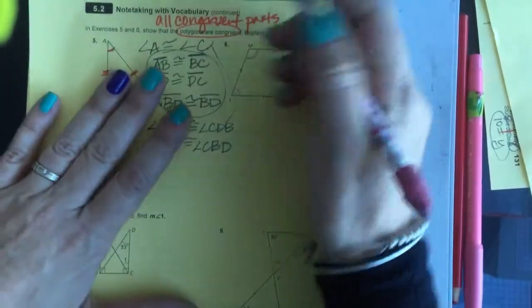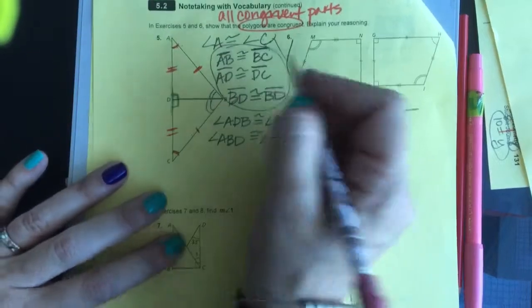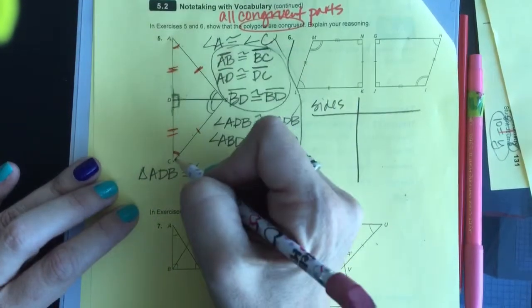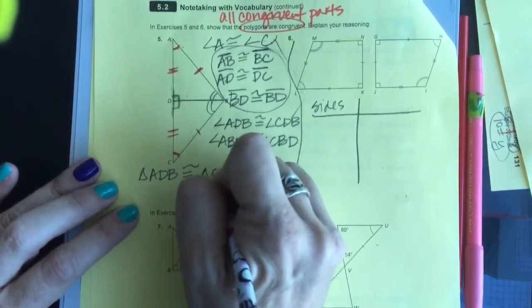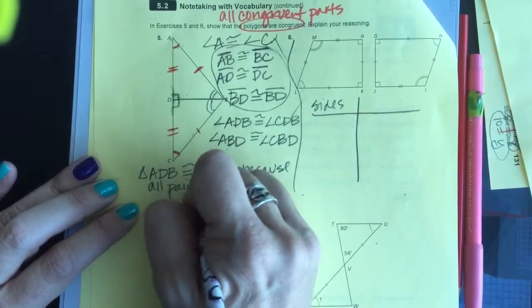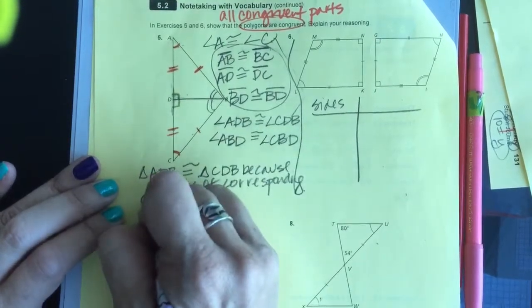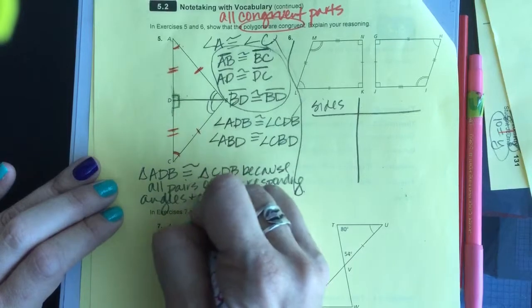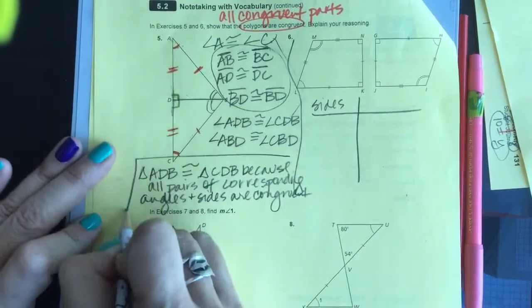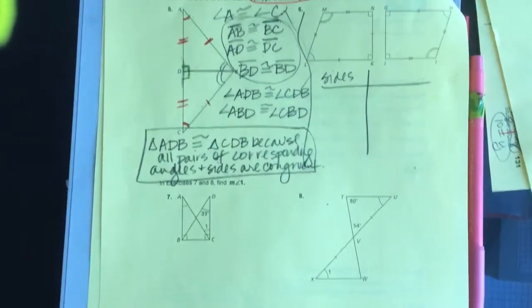So let me get this out of here. Number 6. I'm going to make a little spot and put sides here. Oh, it says explain your reasoning. Triangle ADB is congruent to triangle CDB, because all pairs of corresponding angles and sides are congruent to each other. So I'm showing all the pieces, and then I'm giving a little summary statement.